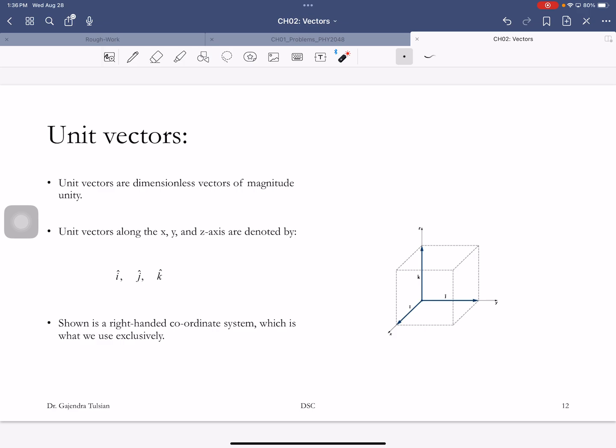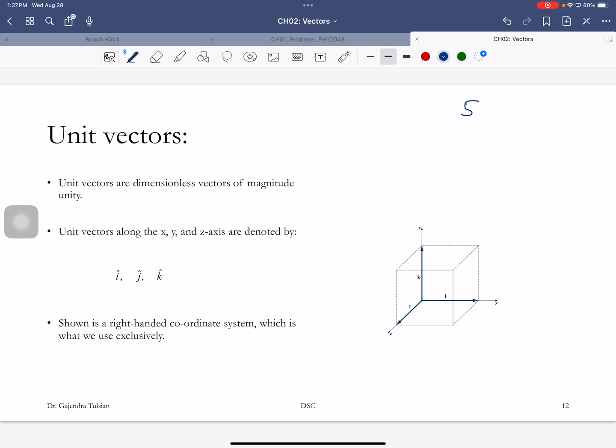How many unit vectors are there in 3 dimensions? There are an infinite number of unit vectors. We are interested in these 3 special guys. So this i is the unit vector along the x-axis, j is a unit vector along the y-axis, and k is a unit vector along the z-axis. You'll see in a second why these guys are special.